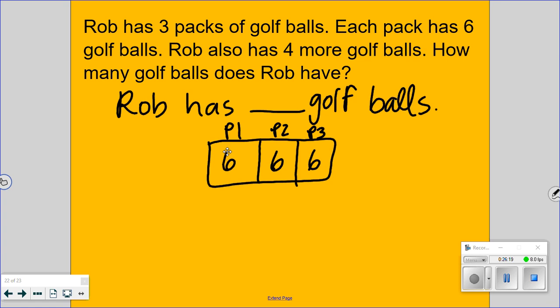Because if we put it under, it wouldn't make sense. Let me ask you this question, Jordan. Who owns these golf balls? Who owns those extra 4? They all still go to Rob. Which means I'm going to add them on to Rob's section. So Jordan, you're exactly right. We're going to add a little section. But it's not a full pack, is it? Nope. It's like a piece of a pack. He's only got 4 extra.